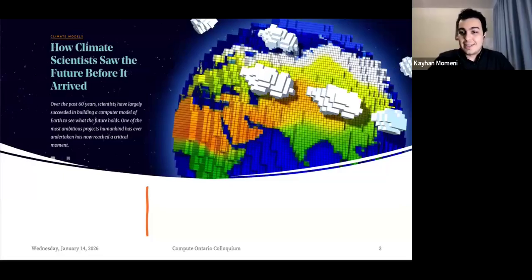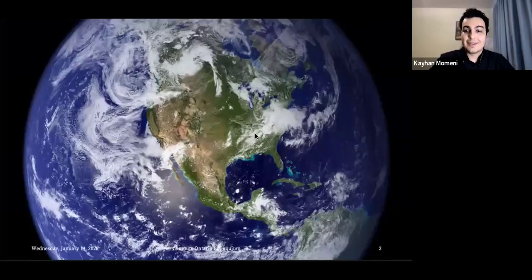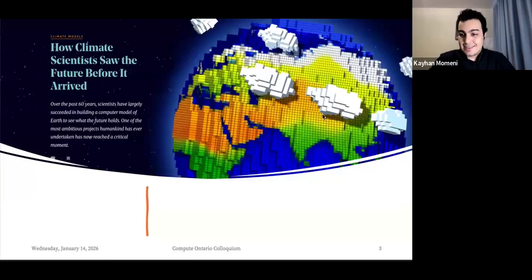This is another introductory slide that I wanted to include because it helps set the right expectations. It's an article from Quanta Magazine. Part of the reason I included this is because of this cool header image. If you compare this illustration to the photo of the Earth from space on the previous slide, this is clearly a cartoon of reality, right? But that is exactly the point of this slide. The header reads, over the past 60 years, scientists have largely succeeded in building a computer model of Earth to see what the future holds. One of the most ambitious projects humankind has ever undertaken has now reached a critical moment.